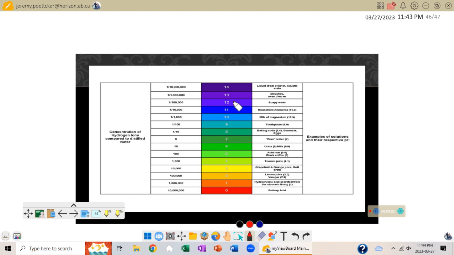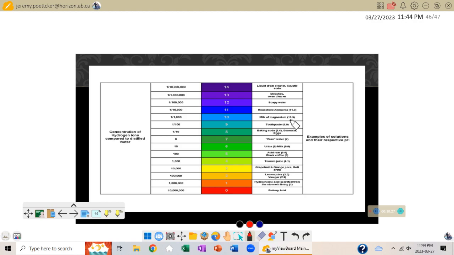Comparing all of these hydrogen ion concentrations to distilled water. Obviously, pure water is this distilled water. Baking soda solution, seawater, eggs, pH of about 8, which means they're slightly basic. They have 1/10 the amount of hydrogen ions as distilled water. Toothpaste, somewhere in the neighborhood of 9 to 10. It's actually 9.9, so really close to 10.